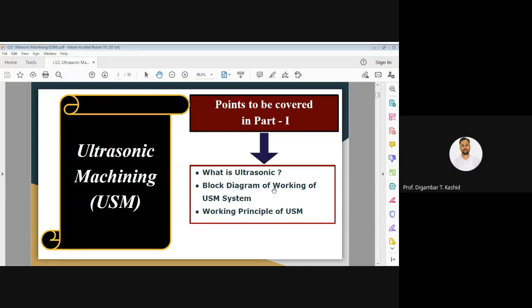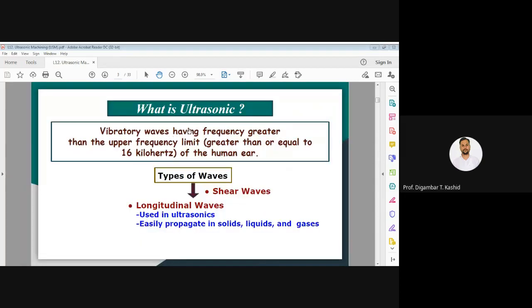And after that, in part 2, we are going to see the other points. So let us start with the introduction, and in the introduction we'll cover the first question, that is, what is ultrasonic.